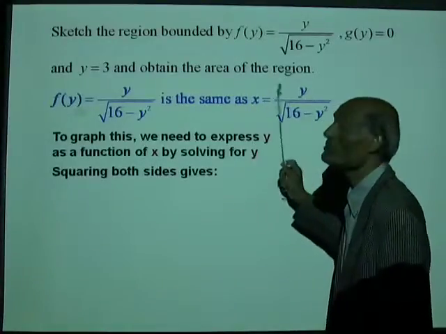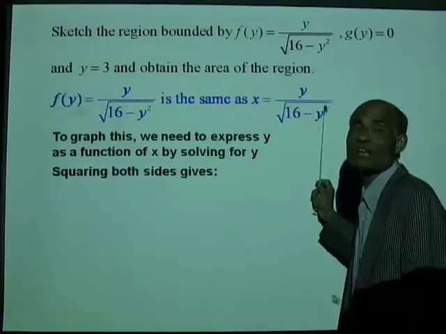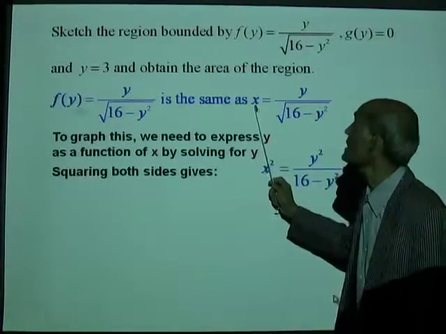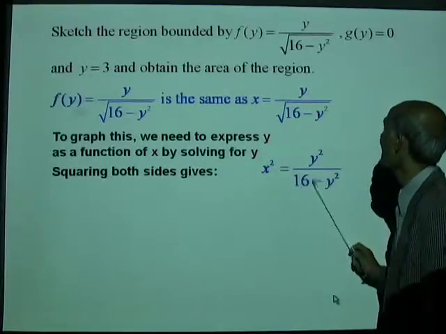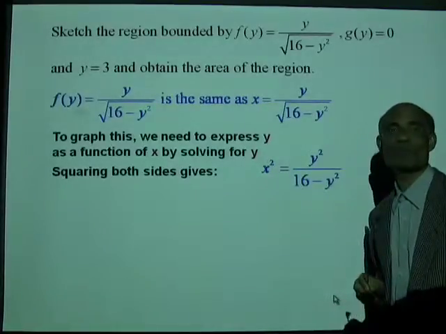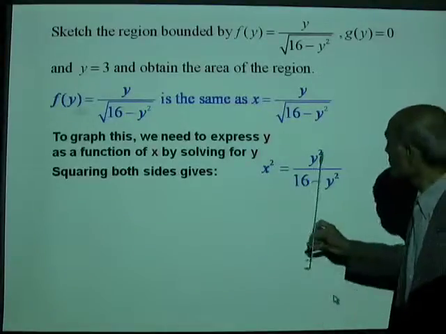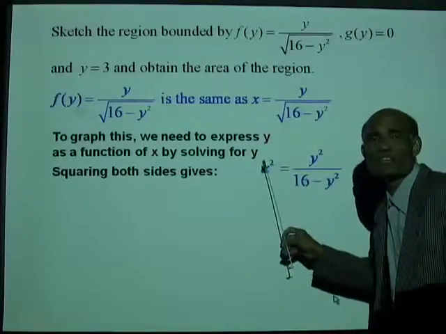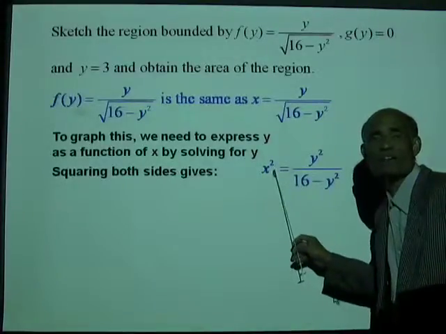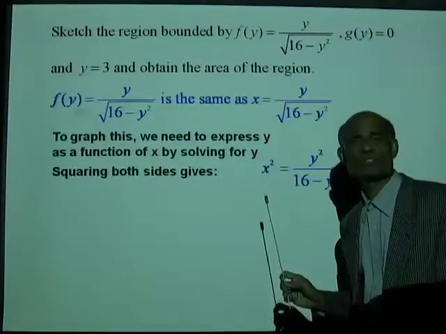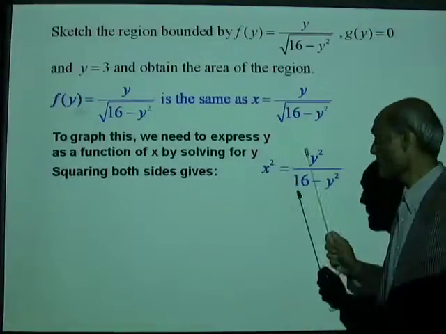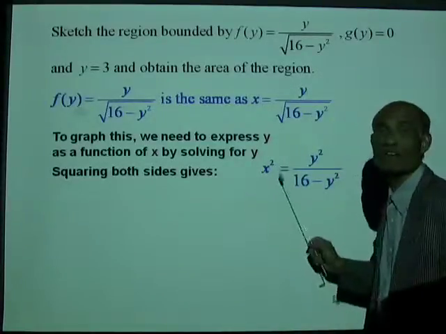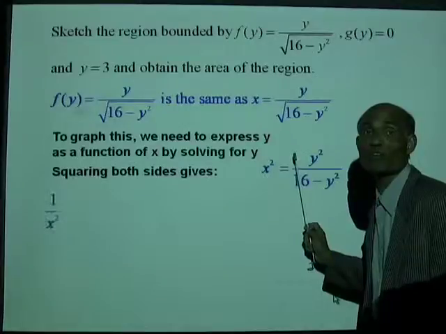First of all, I square both sides. Make it easier to get the square root out of the way. Now what does that give you? It'll be x squared equal to y squared divided by 16 minus y squared. You see, if you want to solve for y, because y squared comes in two places, it's going to get multiplied by x squared. If you want to simplify this, it's going to create problems. So what I'm going to do is, I'm going to invert the left-hand side and the right-hand side and see what difference it makes. Look at this.